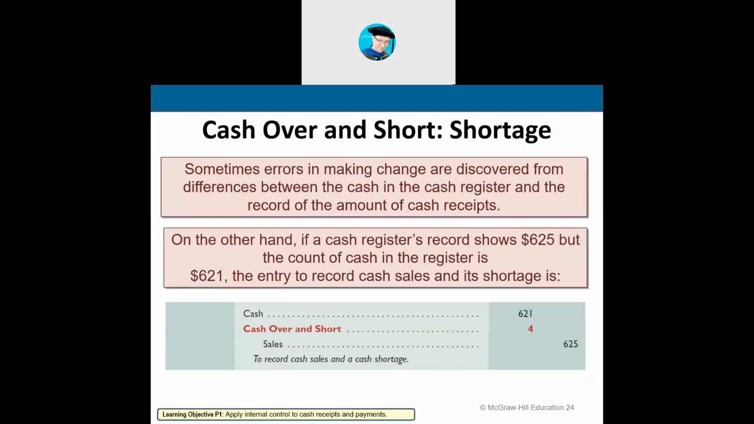What if we're under? Okay, that happens too. Oh, I gave too much change out. I've done that before. So we debit cash $621. We debit cash over or short $4, which is what I'm under. And we credit sales.